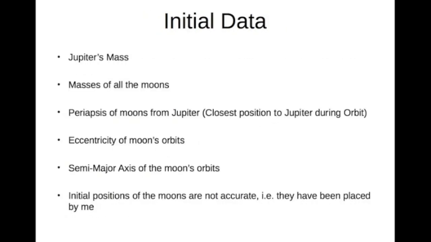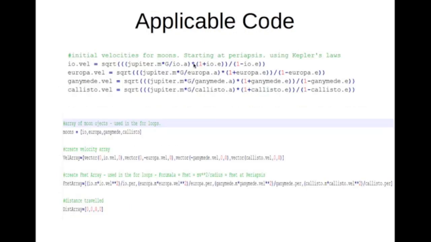The initial data: we have Jupiter's mass and the masses of all the moons, the periapsis of the moons from Jupiter, i.e. the closest point to Jupiter during orbit, the eccentricity of the moons' orbits, the semi-major axis of the moons' orbits, and initial positions as positioned by me. They're not entirely accurate, but they will work well enough. The initial velocities are calculated using the aforementioned Kepler formula. We have an array containing the names of the moons, which will be used later, and we insert the velocities into an array, and using a derivation of the gravitational law, we calculate the net force at periapsis and insert this into an array here.